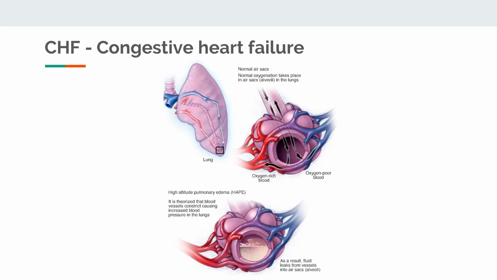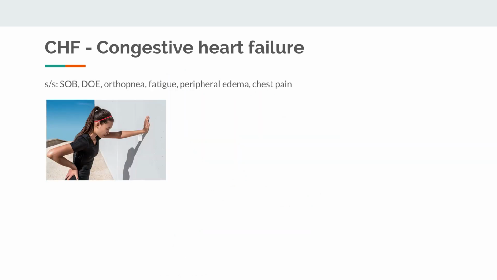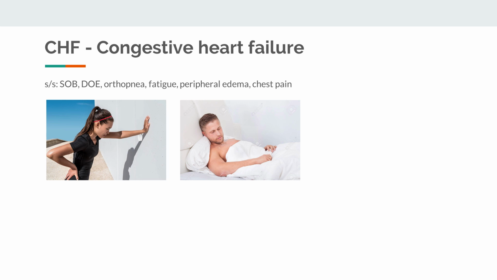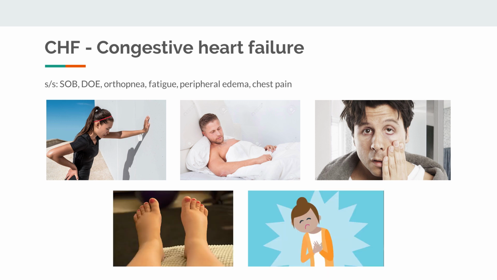When fluid builds up in the lungs, gas exchange at the alveoli becomes diminished. This causes patients to be short of breath, which is the most common chief complaint of CHF exacerbation. Patients may also complain of worsened dyspnea on exertion and orthopnea, having to sleep propped up on multiple pillows or sleeping sitting up in a chair. They may also complain of generalized weakness, fatigue, and peripheral edema as well as chest pain.